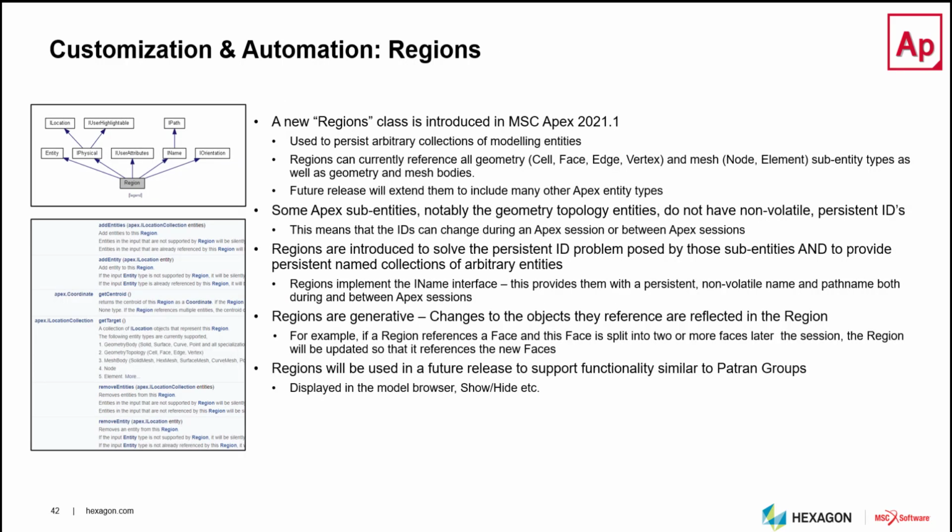Another one is regions. Now, you may be thinking, scratching your head, regions. This seems oddly familiar, and you would be right, especially if you're a Patran user. I'm going to focus your eyes down to this bottom bullet point here, which is regions will be used in a future release to support functionality similar to Patran groups. So if you guys or girls are using Patran right now and you really want to use Apex, but that one piece of technology that was missing was support for Patran groups, well, we have taken the incremental baby step of supporting this inside of the API.